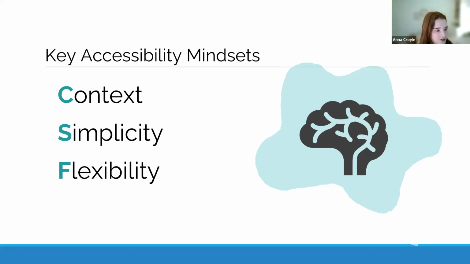Flexibility. Having alt text, having image descriptions, and applying these accessibility mindsets are important for allowing your user to engage with your content the way they want. If you just have images, you're leaving out a group of people in your audience who should be able to engage with it.